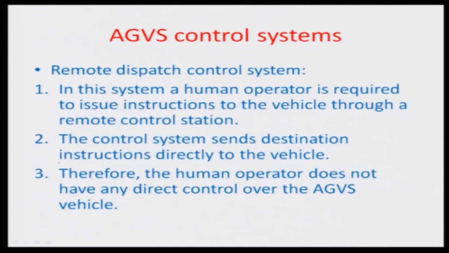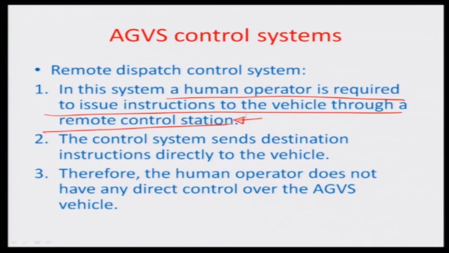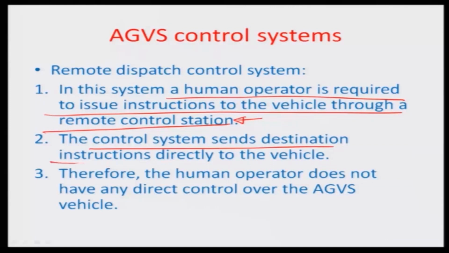Mostly AGVS systems are more or less in a very high volume production computer controlled. The other mode is a remote dispatch control system. So in this system a human operator is required to issue instructions to the vehicle through a remote controlled station. So this is something which is more semi-human, you can say, but used in situations where the load on the AGVS system for doing material handling is substantially lower. Computer control would be needed when you are planning to have a bulk handling of the materials through the AGVS route. So basically the control system sends the destination instructions directly to the vehicle.